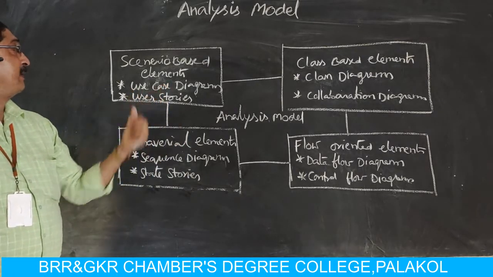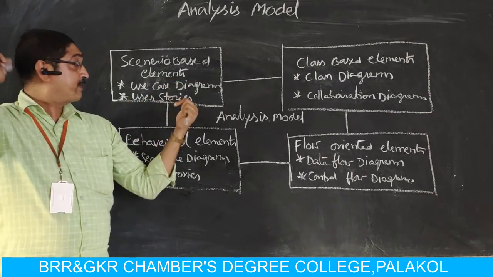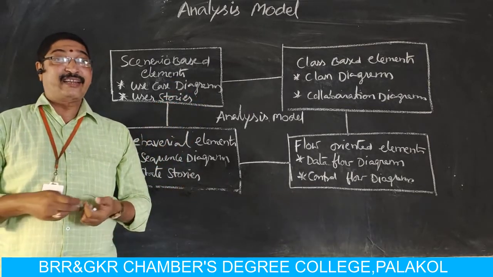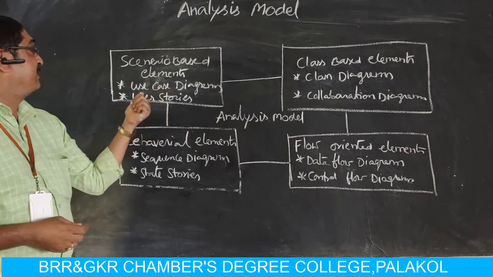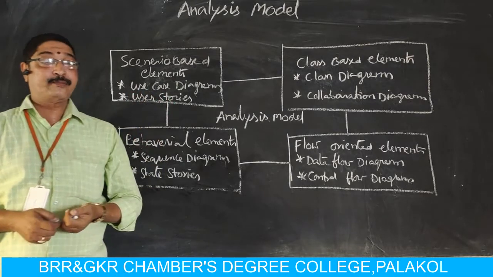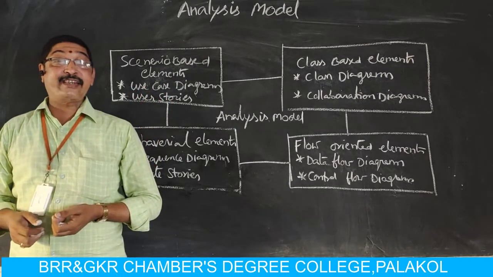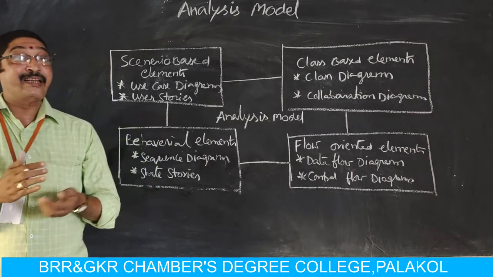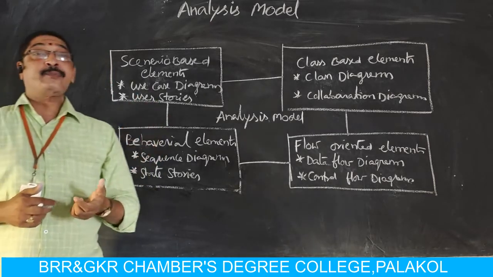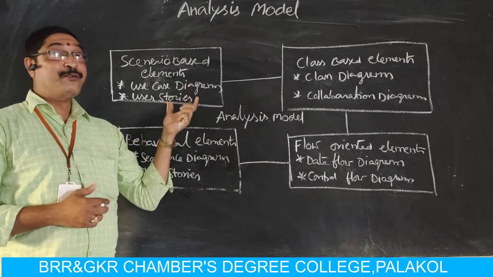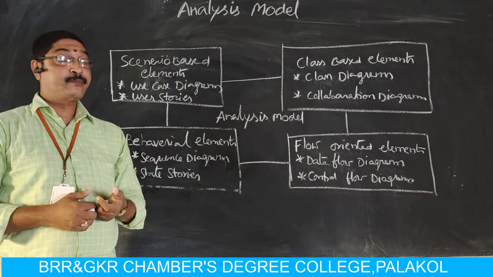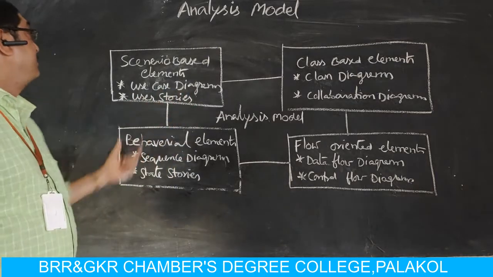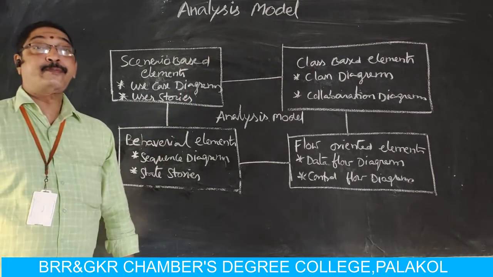First one, scenario-based elements. In this we use use case diagrams and user stories. These will be discussed in our next sessions. What is scenario-based element? This type of element represents the system user. It will show you the system from the user point of view, how the user will see the system, how the system will be displayed. Scenario-based elements are use case diagrams and user stories. These two are the scenario-based elements.